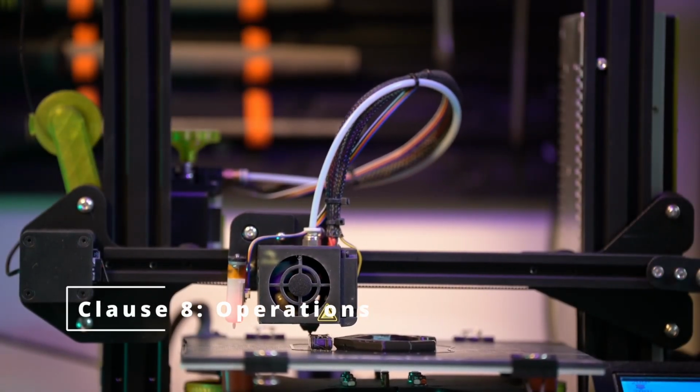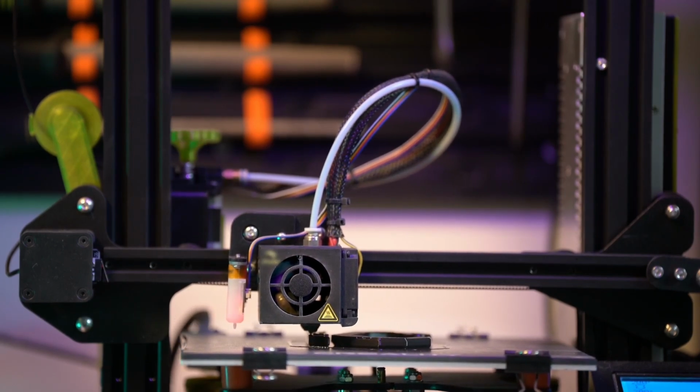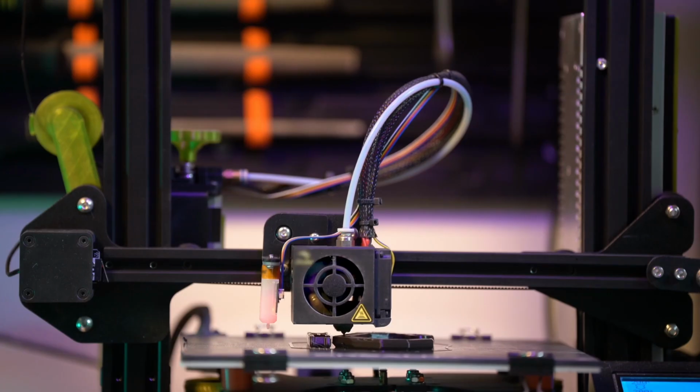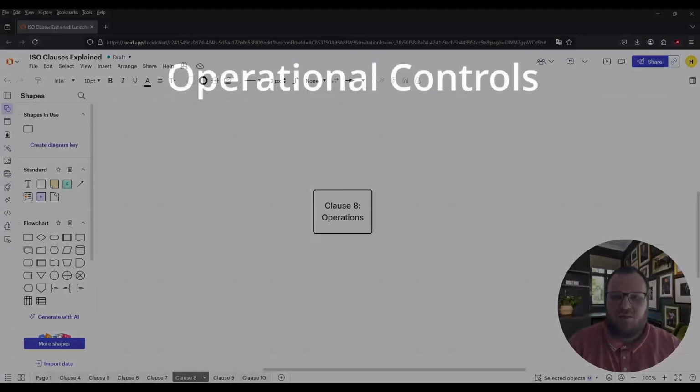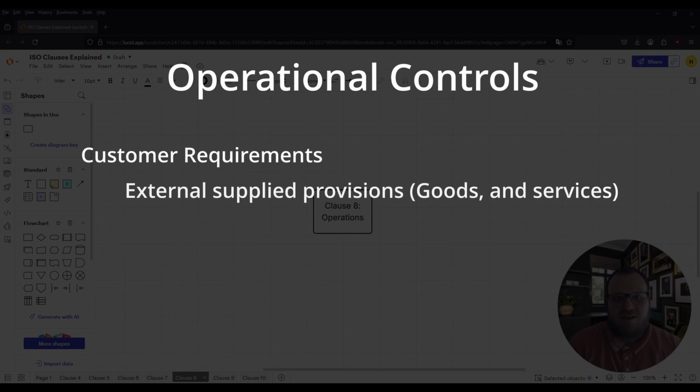Section 8. This is the operations. This is finally getting into it. This is where the metal meets the meat. Key requirements here is that we need to plan and implement and control processes to make sure that they meet our requirements. It's also where we need to determine and review our customer requirements. And we also need to control our external provisions of our products and services.